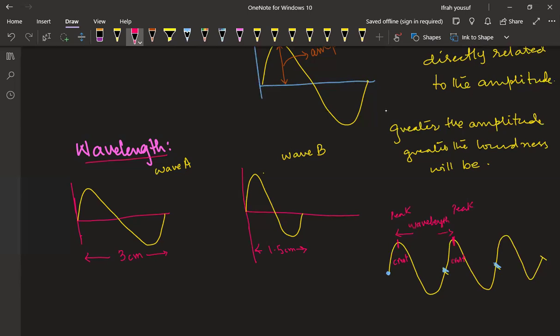Clear? So another wavelength can be considered as this. This is also a wavelength, the distance between two consecutive peaks. Clear? Is there any other way to define wavelength without peaks? Can we consider troughs? This is your trough, this is also your trough of the wave. Then the distance between two consecutive troughs is also the wavelength.